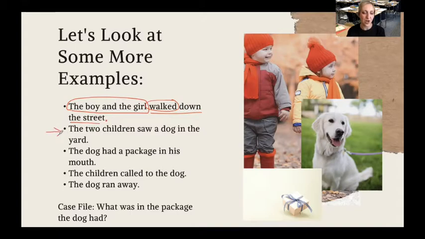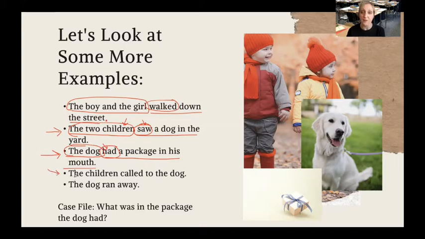Let's look at this one. The two children saw a dog in the yard. The two children is the subject, and saw a dog in the yard is the predicate. It tells us about the subject, and I see a verb, saw. Let's look at this one. The dog had a package in his mouth. The dog is the subject. Had a package in his mouth is the predicate. The subject tells us who or what the sentence is about, and the predicate tells us about the subject. Can you see the verb here? Yes, the verb is had. Very good.